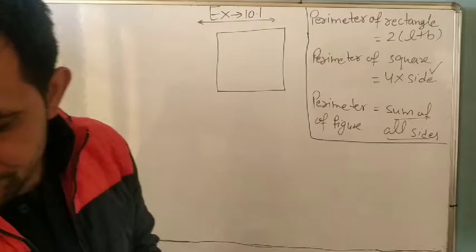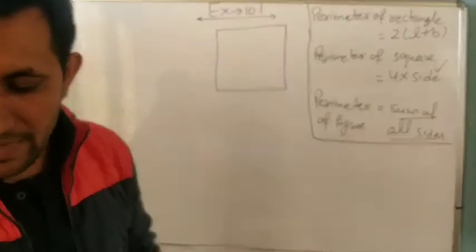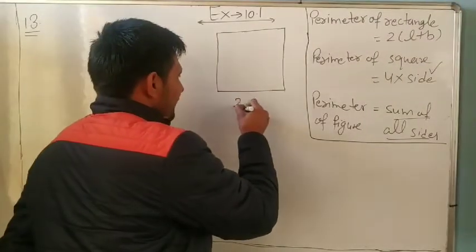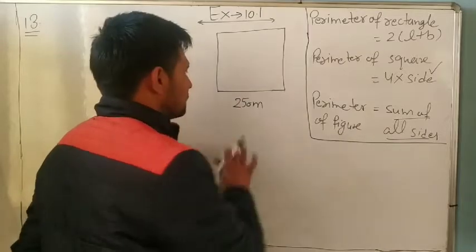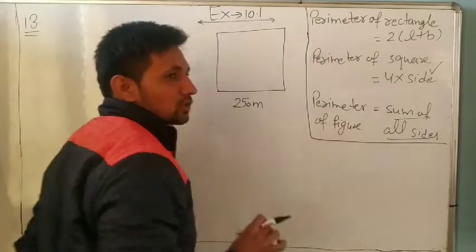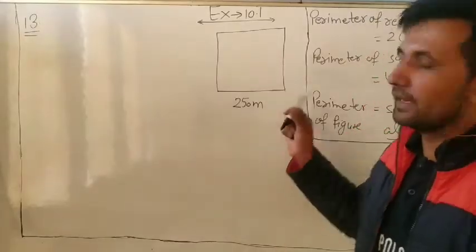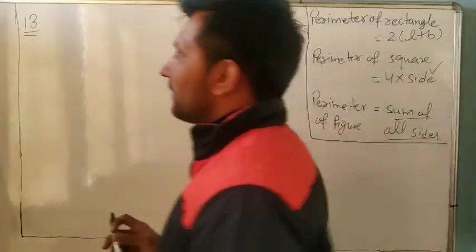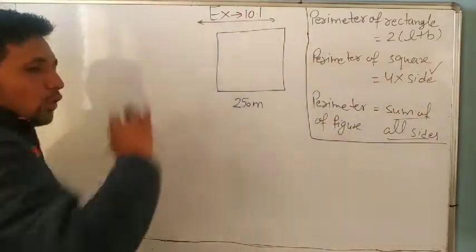Question number 13. Find the cost of fencing a square park of side 250 meter. Its side is given, 250 meter. Everyone knows what a square is. A square is a closed figure in which all sides are always equal. It is 250, 250, 250, 250.